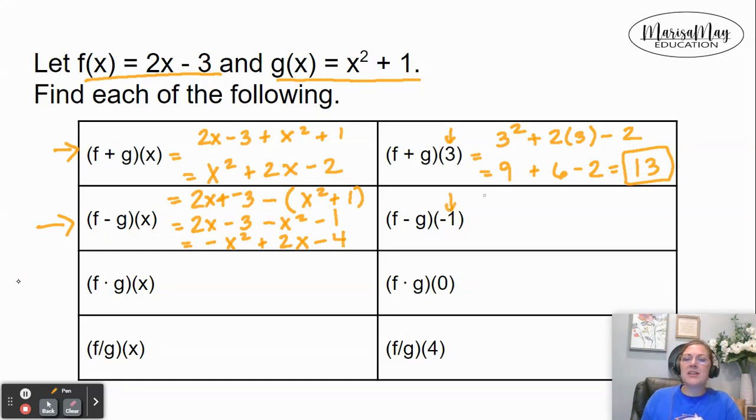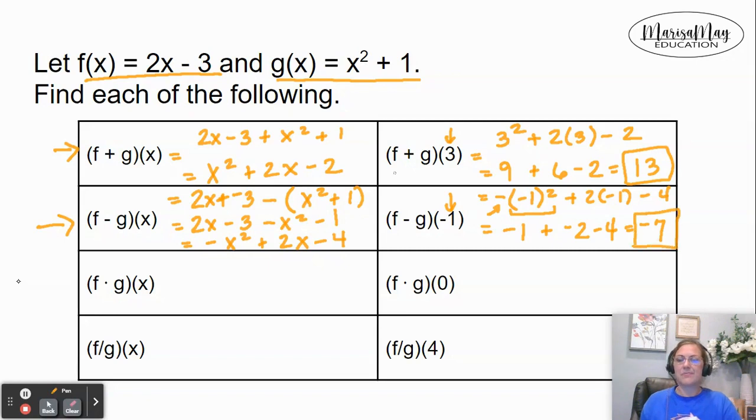Now we'll substitute in negative 1. So I've got negative times negative 1 to the second plus 2 times negative 1 minus 4. All right. Negative 1 to the second is 1. Then we put a minus on it. So that gives me negative 1. Plus 2 times negative 1 is negative 2 minus 4, which if you add those together will give us negative 7. It's a good one.